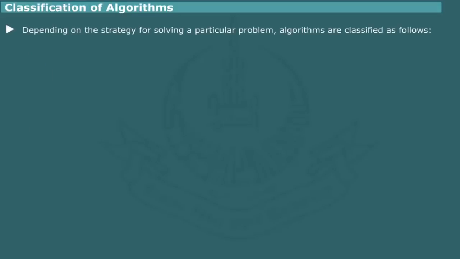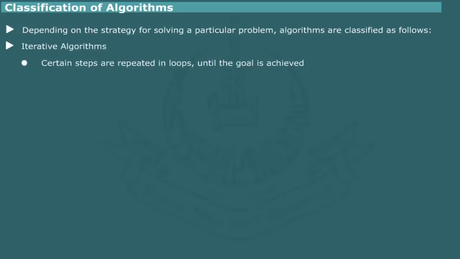Classification of algorithms. Depending upon the strategy for solving a particular class of problems, algorithms are classified as iterative, divide and conquer, greedy, and backtracking. In iterative algorithms, certain steps are repeated in loops until the goal is achieved. Iterative algorithms are used commonly for sorting of small sets of data.